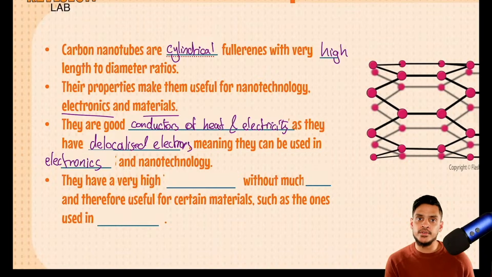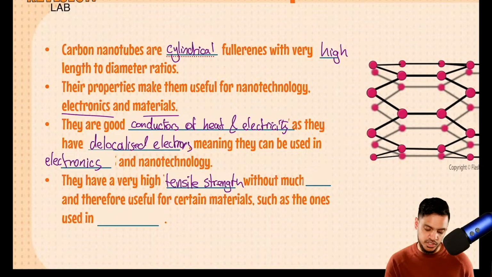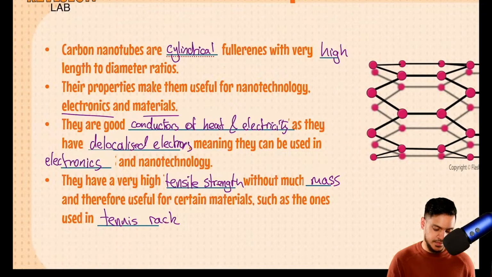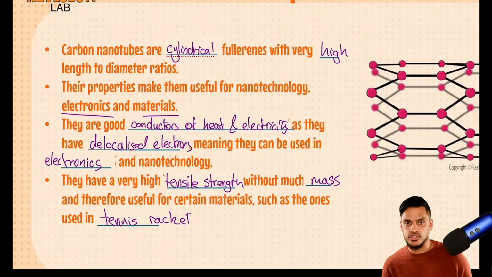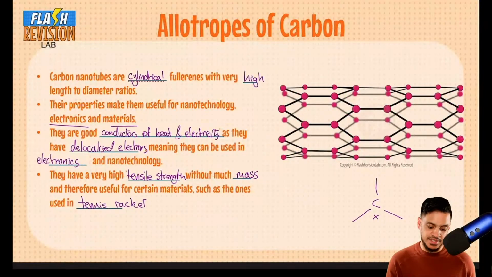What's very unique about them is they're very strong and they're not very heavy. So they have high tensile strength. That's like the scientific way of saying they're strong. High tensile strength without much mass. So you use them in things like tennis rackets because you want those to be quite light, but at the same time you want them to be quite strong as well. You don't want them to break when you hit the ball, right? So they're used in tennis rackets as well.